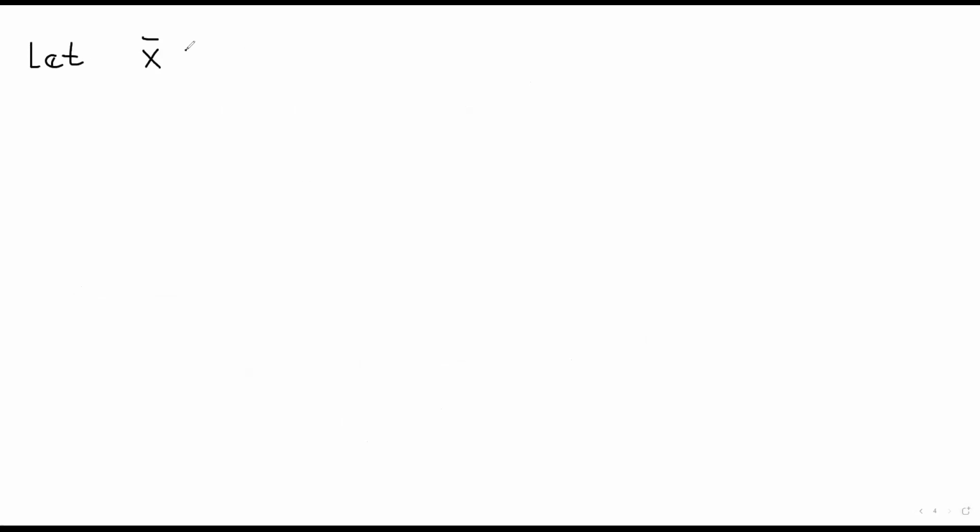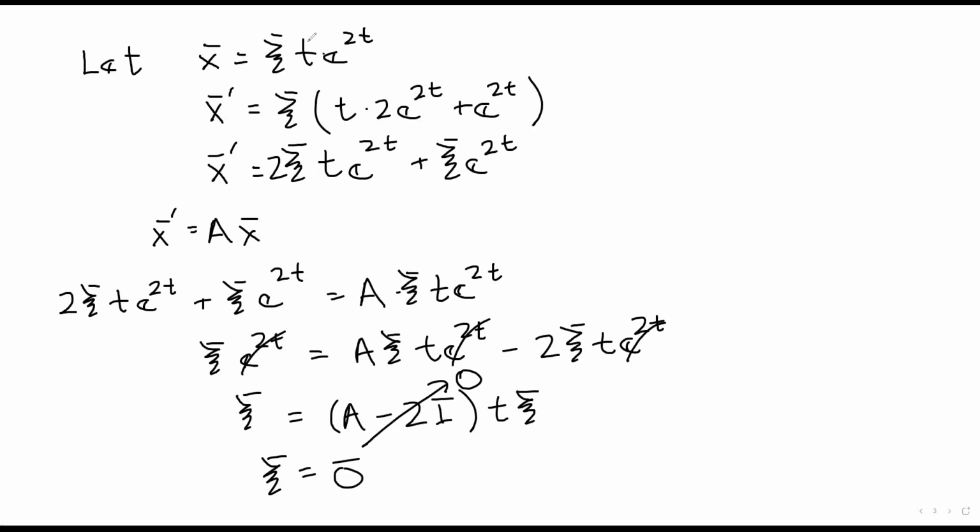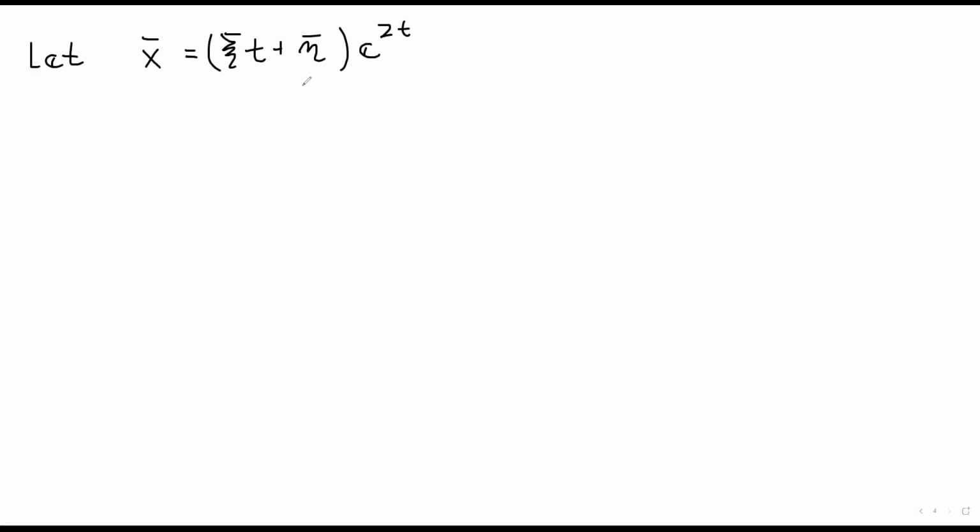And what we can do is we can let x equal xi t plus eta times e to the 2t. So what we're doing is, instead of doing just a t multiple of xi e to the 2t, we're doing xi t, but it's a t plus another constant. Okay, so this is like the equivalent of what we did earlier.